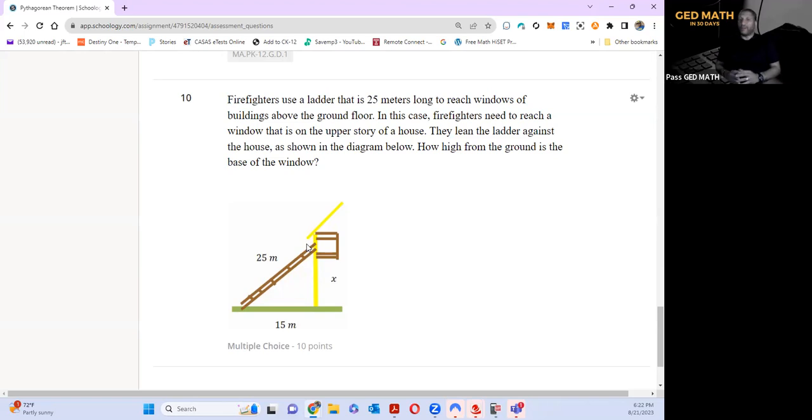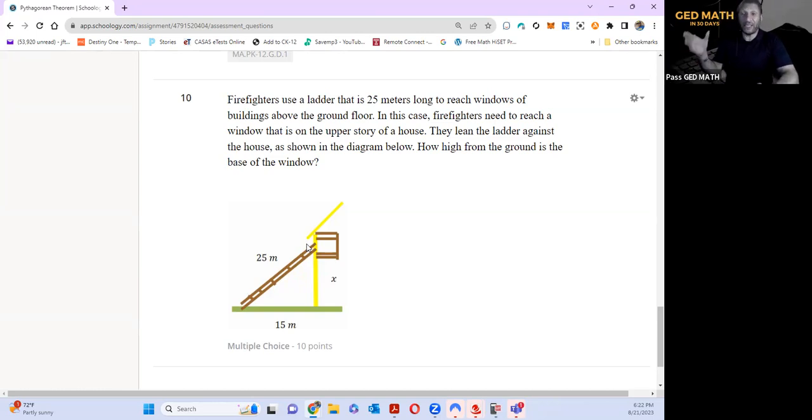I'm going to give you 3 minutes to solve this problem. And then we're going to go over it. First I'm going to tell you if you're right or wrong. Then I'm going to show you how to do it by hand. Then I'm going to show you how to do it using the calculator. And thirdly, I'm going to show you how to do it with mental math.